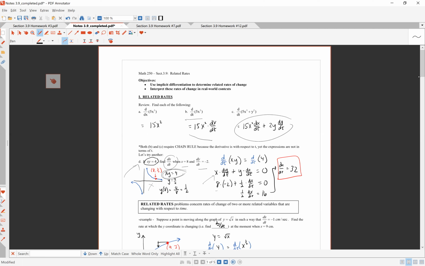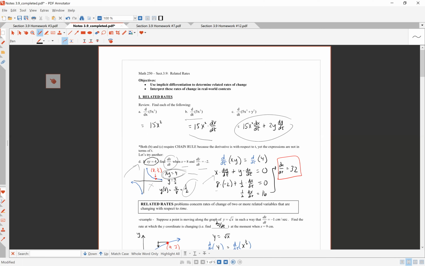Okay, so when x is 8, you just use the hyperbola, xy is 4. If x is 8, y has to be 1/2. And now let's take the derivative of xy with respect to t, and we're going to use the product rule. So it's x dy/dt plus y dx/dt. And what are we trying to find? We're trying to find dx/dt, and we're given dy/dt. And we also are given this relationship. You have to have some relationship between x and y, or else there's no problem to solve.